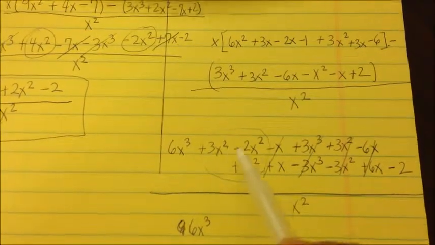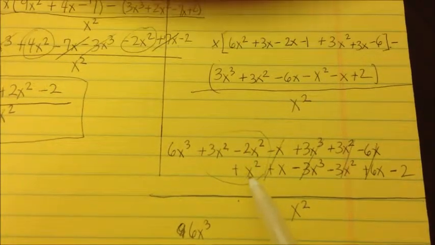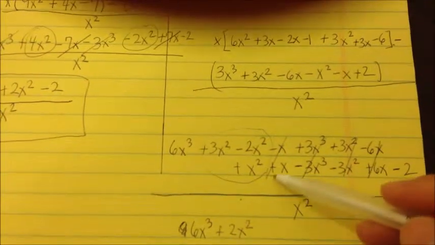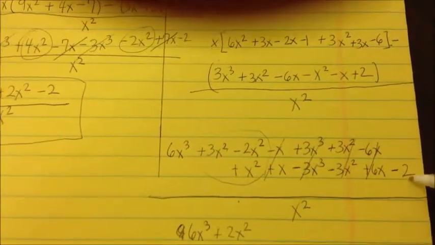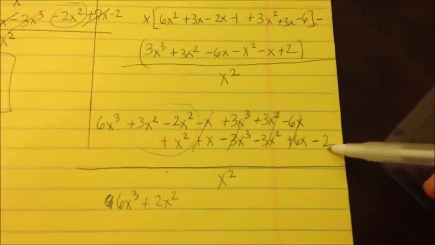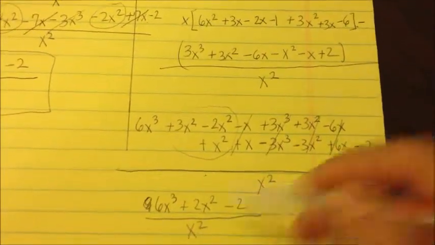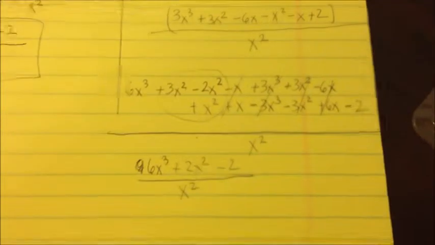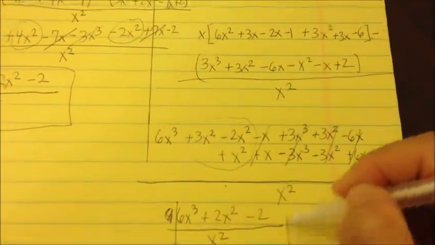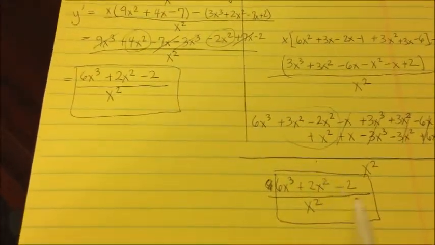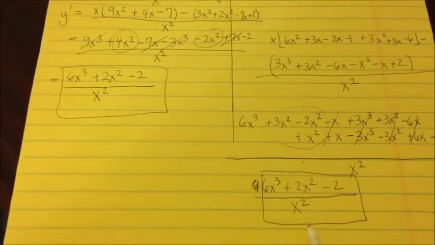So that's 3 minus 2 is 1, right? 1 plus 1 is going to give us 2. So 2x squared. And everything canceled. And then minus 2 is the only thing I have left over here. So minus 2 all over x squared. Okay? So I think that's it right there. So that's going to be our final answer right there. And let's see, does that match the previous one? So it's 6x cubed, 2x squared minus 2 all over x squared. Perfect. So that matched right there.